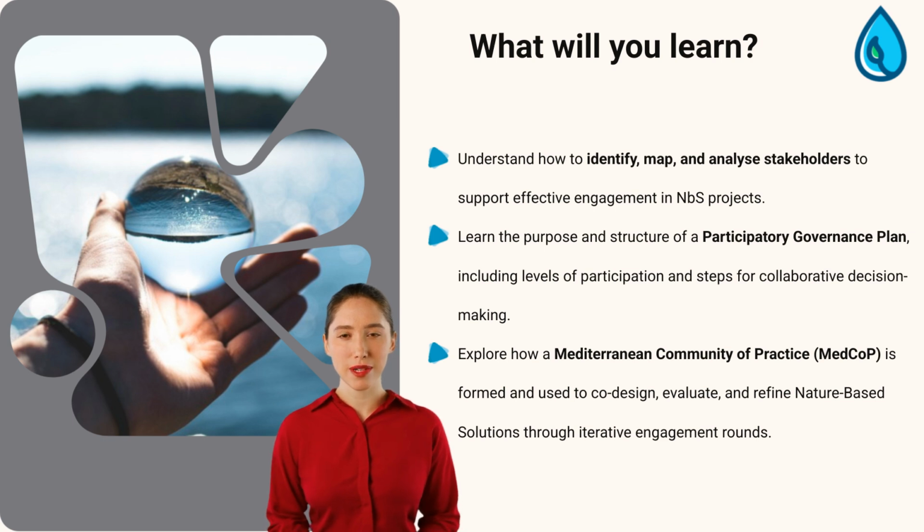By the end of this module, you will have a clear understanding of how to identify, map, and analyze stakeholders in order to support effective engagement in nature-based solutions projects. You will also learn the purpose and structure of a participatory governance plan, with a particular focus on different levels of participation and on the key steps needed to support collaborative and transparent decision-making. Finally, we will explore how a Mediterranean community of practice is formed and how it is used to co-design, evaluate, and refine nature-based solutions through iterative rounds of engagement, learning, and feedback.